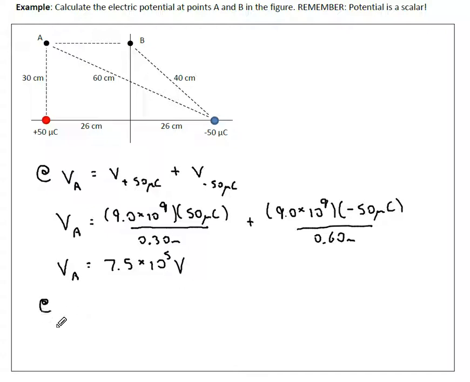At B, if you plug it through, because they're actually the same distance away, they're both 0.4 centimeters away, we end up with 9 times 10 to the 9 times 50 divided by 0.4 plus the same thing but negative, so you actually end up with just 0 volts.